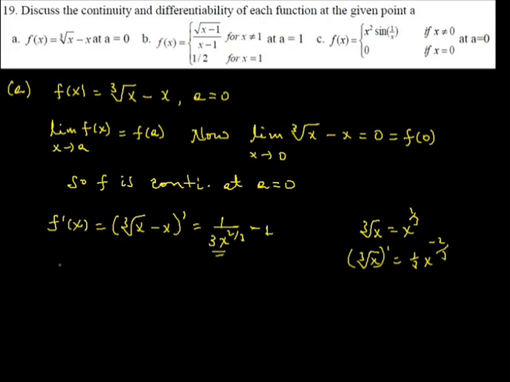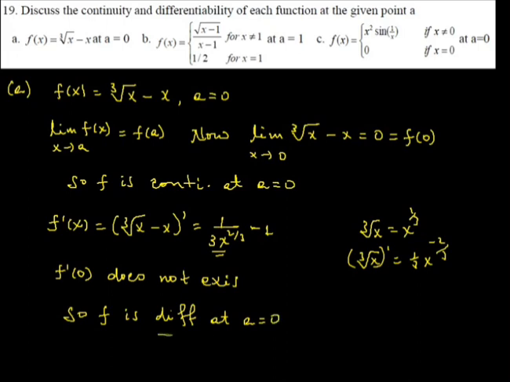So f derivative at 0 doesn't exist. So f is not differentiable at A equals 0. So the function f is continuous at A equals 0 and not differentiable at A equals 0.